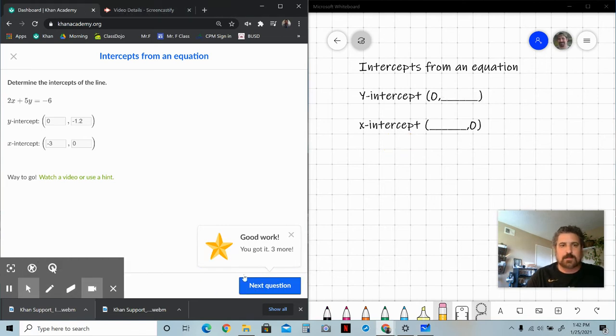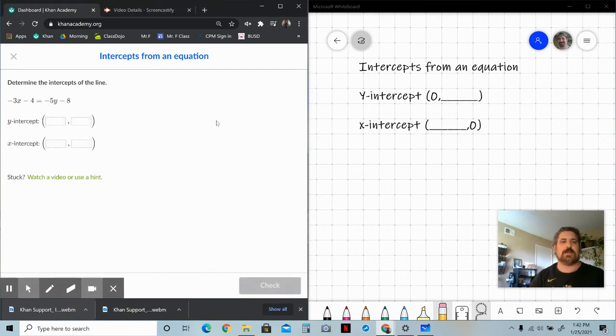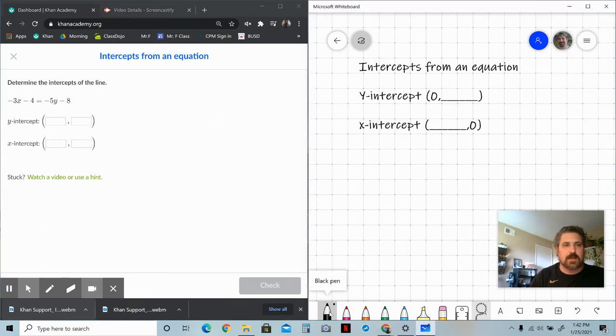All right, let's do the next one. Determine the intercepts of the line, and this time they don't give it to us in standard form, so it's a little more annoying. This time they give it to us as -3x minus 4 is equal to -5y minus 8. Now, you could rearrange this into standard form, which can make it pretty simple to plug in and find the intercepts. That's one way to go about doing this.